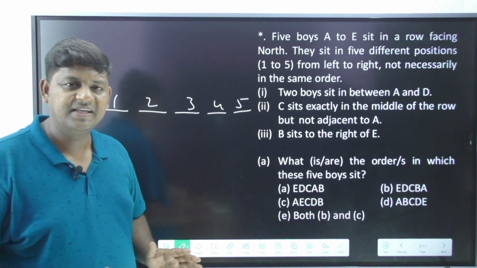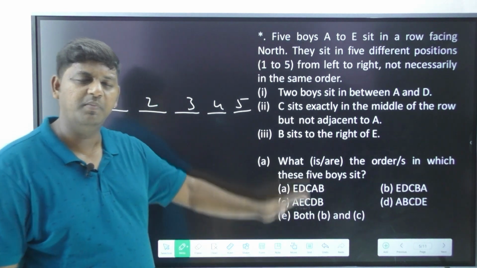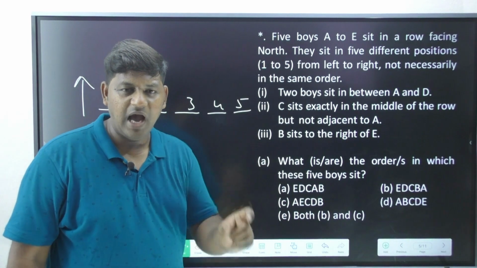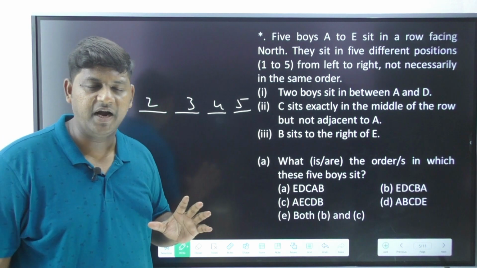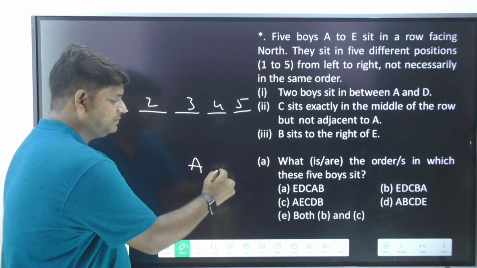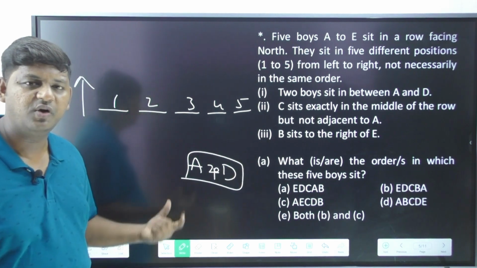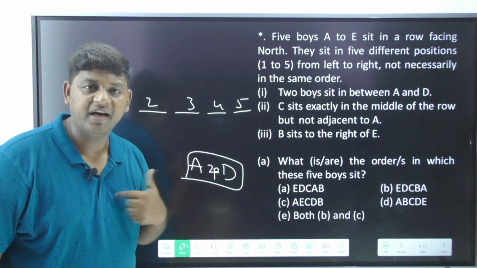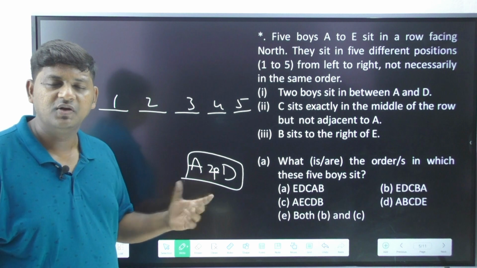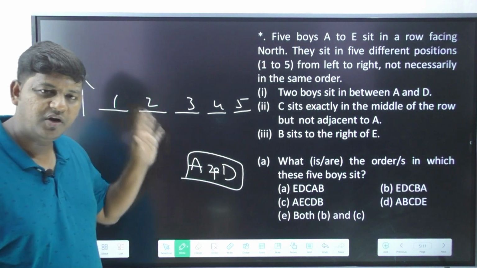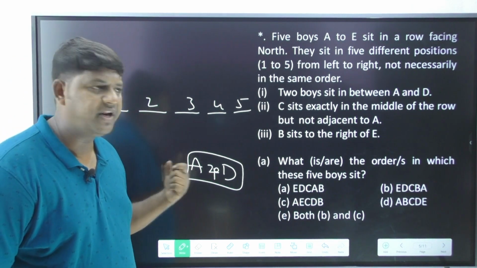That is why let's keep this information, and please, in examination it is not possible for us to remember the entire information. So as soon as you read the information, always write down in a short way in which you can understand. 2 boys sit in between A and D. In between A and D, how many persons are there? 2 persons are there. I'm just going to write down in a short way in which I can understand. You have to build up your own style, so that you can remember this information while you are trying to solve your question. Let's see here. 2 persons are there in between A and D.